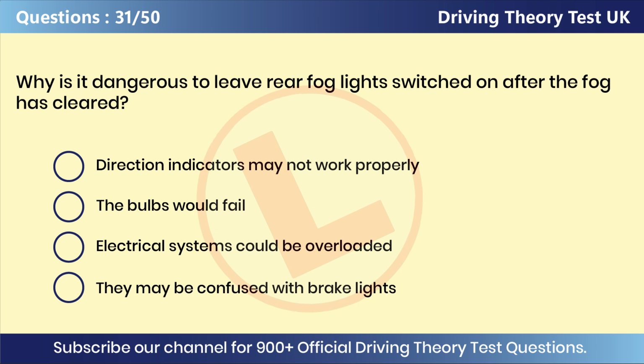Question 31. Why is it dangerous to leave rear fog lights switched on after the fog has cleared? A. Direction indicators may not work properly. B. The bulbs would fail. C. Electrical systems could be overloaded. D. They may be confused with brake lights.